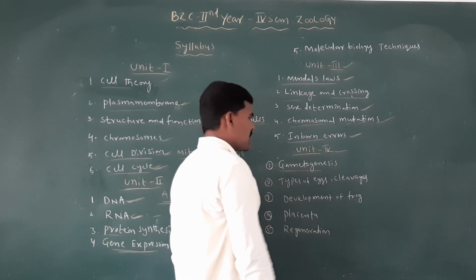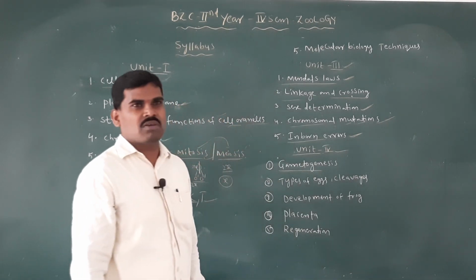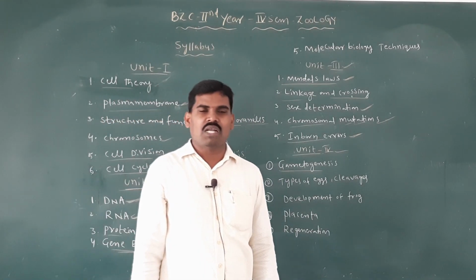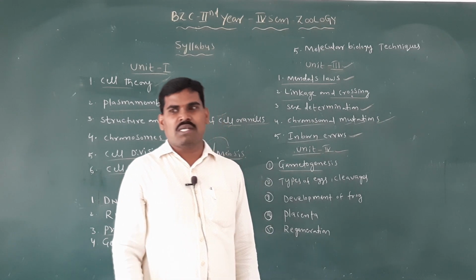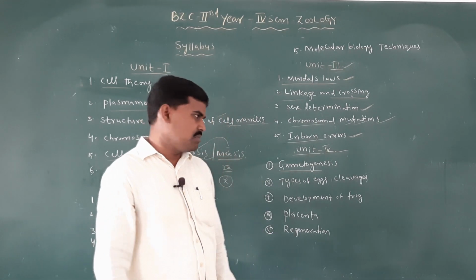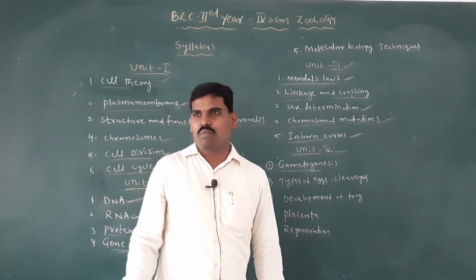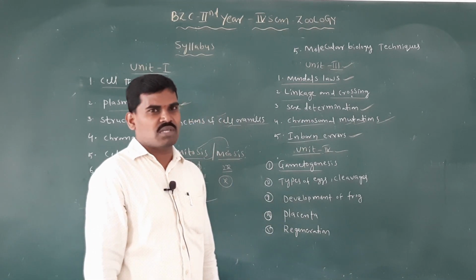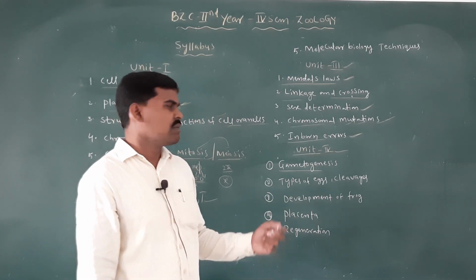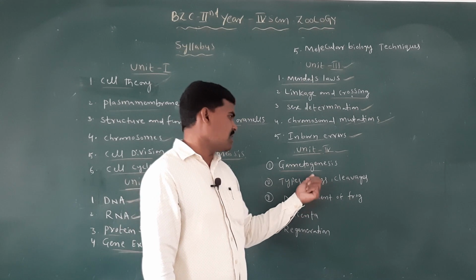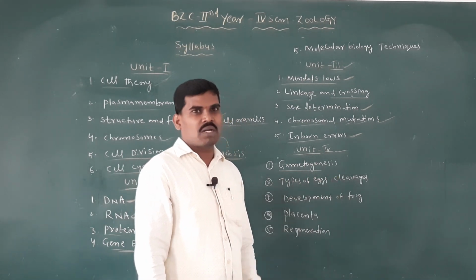Unit 4, first of all gametogenesis. What is gametogenesis? Spermatogenesis and oogenesis. Spermatogenesis finally produces the sperm cells. Oogenesis finally produces the ova. How are the ova formed? How are the sperm cells formed? With diagrams, we explain gametogenesis completely.